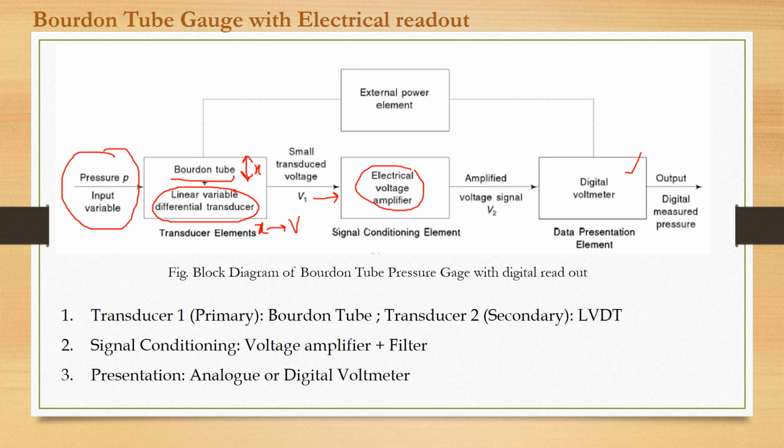So this is how you can convert the output of any instrument into electrical output, and that electrical output can be beneficial if you have a lot of data and you want to store the data in the computer. Then that electrical output can be easily stored. So this is how a Bourdon tube gauge can be converted into a Bourdon tube gauge with electrical readout.